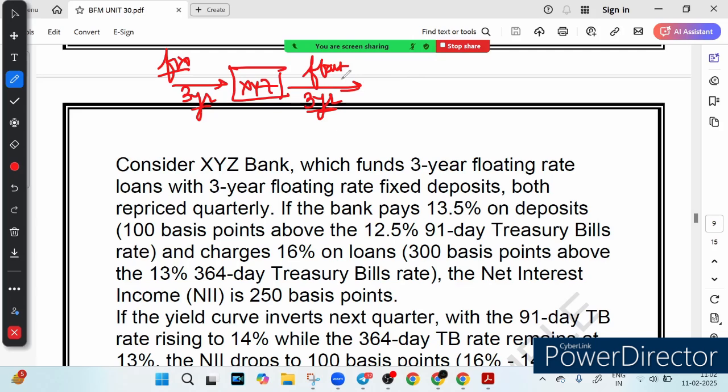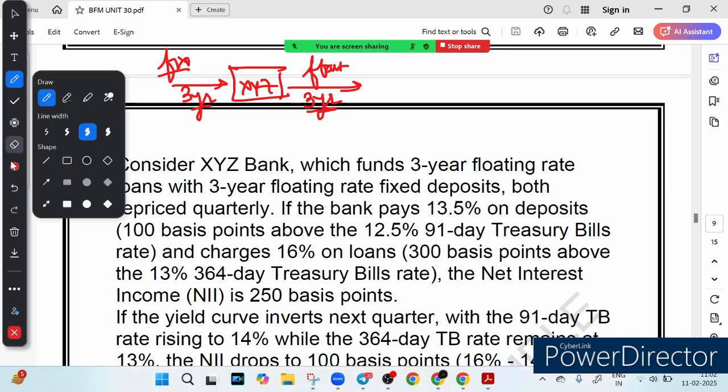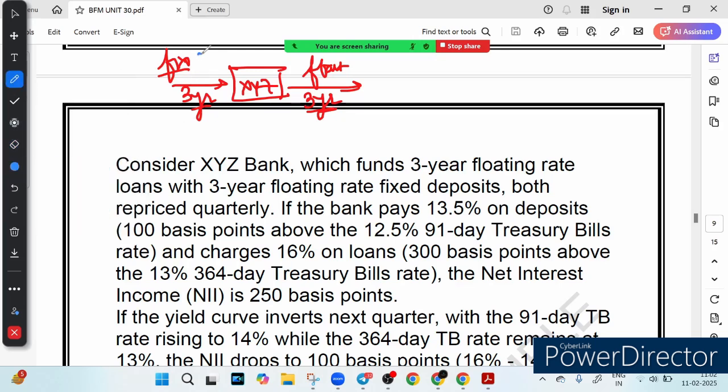So it pays 13% interest on deposits, or let's say 13.5% to be more precise. So 13.5% interest on deposits, and it charges 16% on the loan, right? So what is the profit margin for the bank? You can see the margin is equal to 16% minus 13.5%, which is 2.5%, or we can call it 250 basis points. Is it clear?